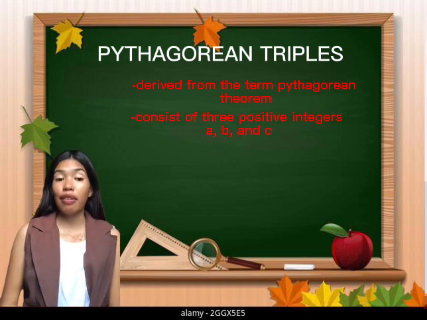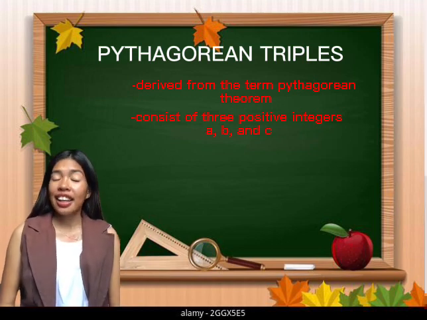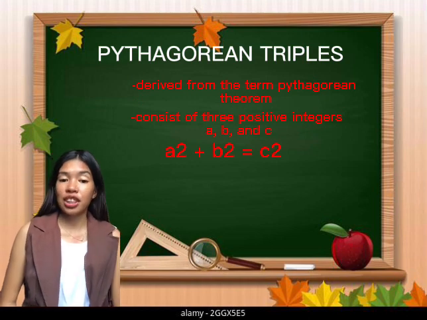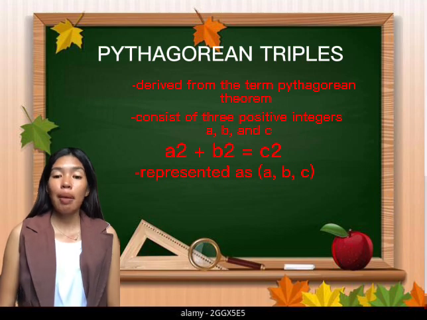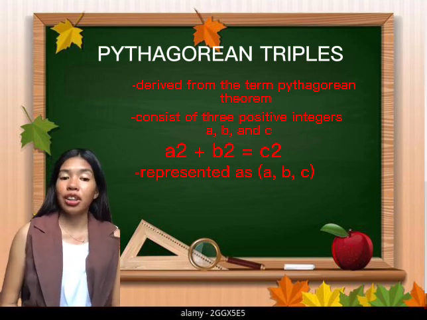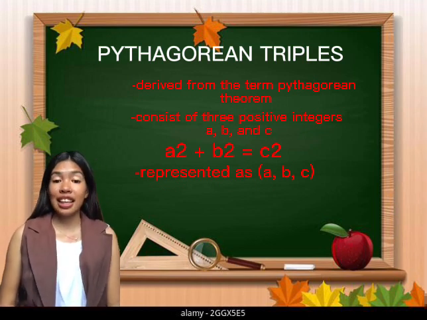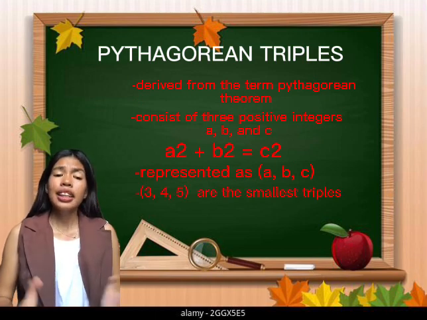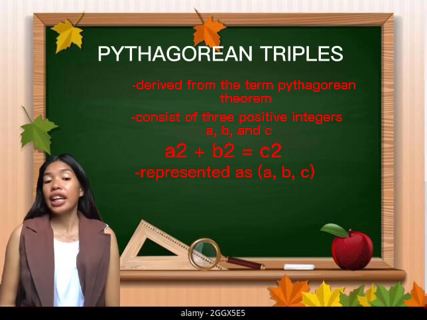It consists of three positive integers, a, b, and c, such that a squared plus b squared equals c squared. These triples are represented as (a, b, c). Here, a is the perpendicular, b is the base, and c is the hypotenuse of the right-angled triangle. The most known and smallest triples are 3, 4, 5.